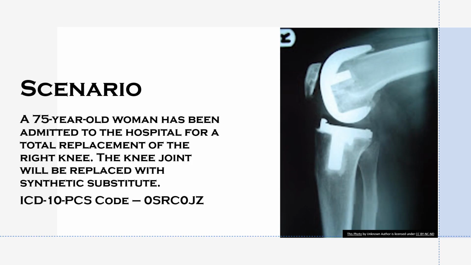In this scenario, a 75-year-old woman has been admitted to the hospital for a total knee replacement of the right knee. The knee joint will be replaced with synthetic substitute. I went to the index and found the replacement of the knee on the right. It led me to the table labeled 0SR. The 0 stands for medical and surgical section, S for lower joint, R for replacement. Then I found knee joint right, which was represented by the letter C.